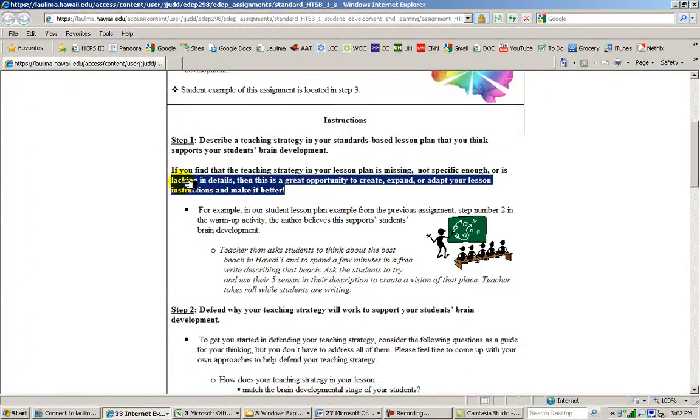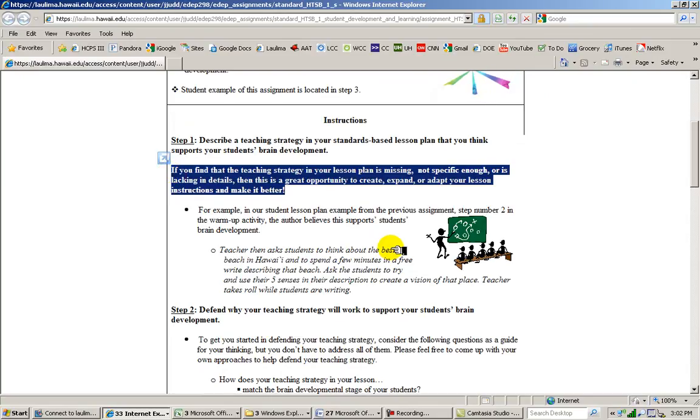If you find that you don't have a teaching strategy in your lesson plan, or it's not specific enough, or it's lacking in details, then this is a wonderful opportunity to create and expand and adapt your instructions and make it better on your way to the greatest lesson plan ever.